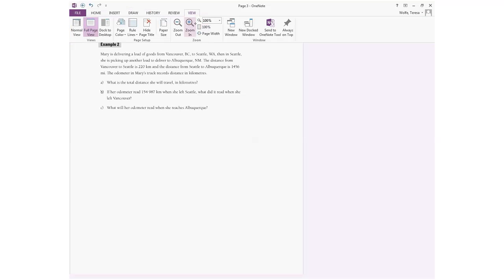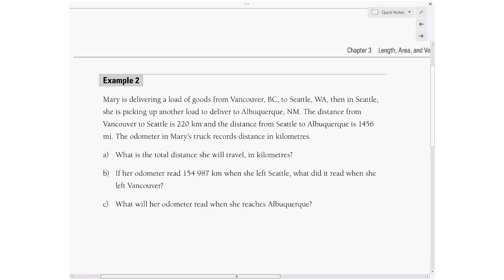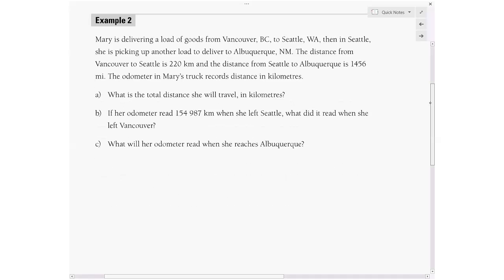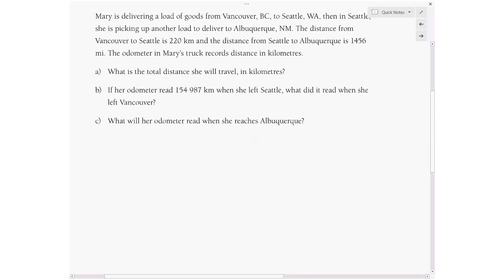Let's just zoom in on it a bit. Okay, so we have Mary delivering a load of goods from Vancouver to Seattle, and then she's picking up another load and going to Albuquerque. So the distance from Vancouver to Seattle is 220 kilometers, and the distance from Seattle to Albuquerque is 1,456 miles. Now, the odometer in Mary's truck records the distance in kilometers. So we're going to figure out the total distance she'll travel in kilometers.